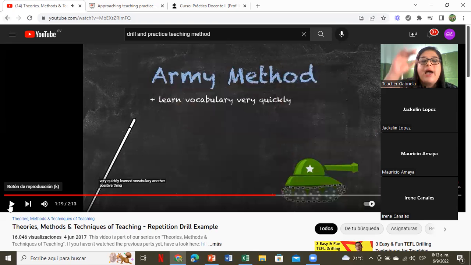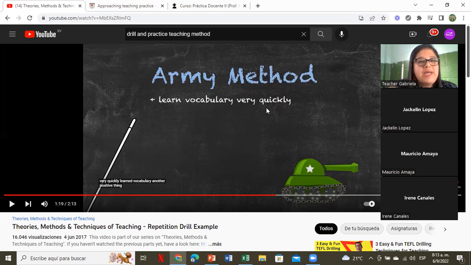Another positive, Army method is really good when you are going to teach vocabulary. But look, there is an adverb in the sentence: quickly. There is an adverb, quickly. It means it's not necessary to repeat more than 2 or 3 times.